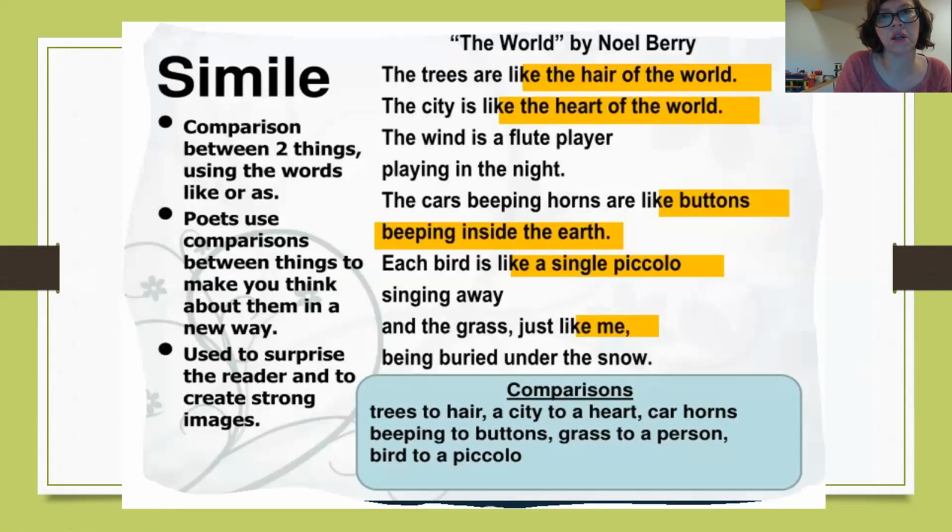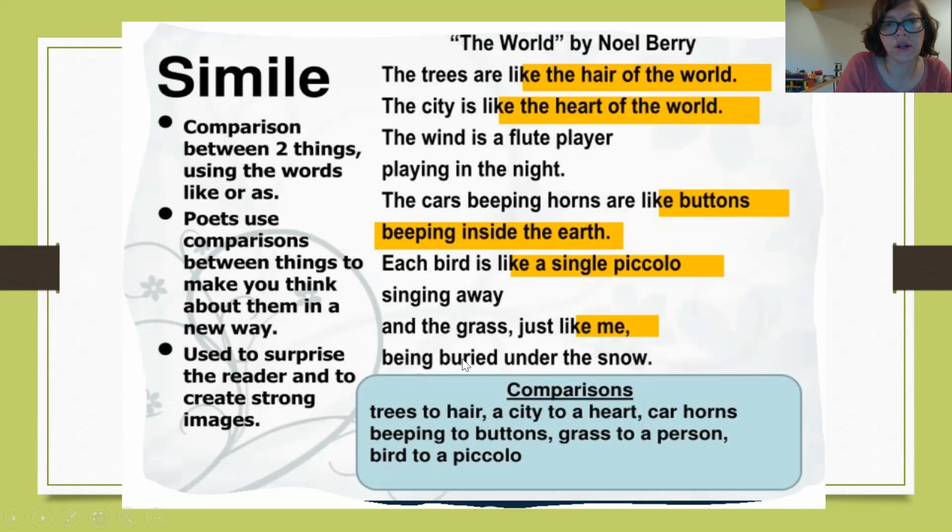So let's look at a poem with several examples of similes in it. The World by Noel Berry, and the similes are highlighted in yellow. The trees are like the hair of the world. The city is like the heart of the world. The wind is the flute player playing in the night. The cars' beeping horns are like buttons beeping inside the earth. Each bird is like a single piccolo singing away, and the grass, just like me, being buried under the snow.